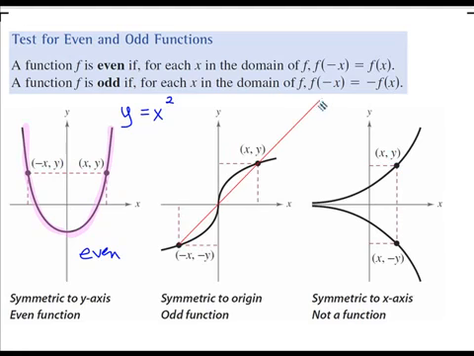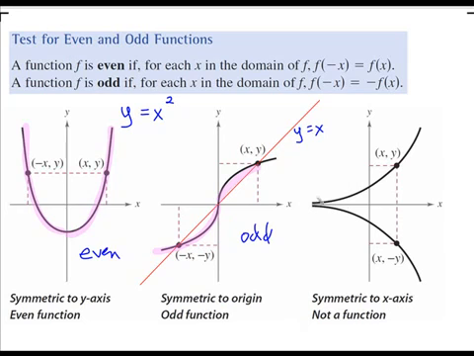So I want you guys to understand this right here. And it says symmetrical to the origin. That basically the line y equals x also represents the origin. You notice right here, if you take this part of the graph and rotate it across this line, you're going to end up with this right here. When that happens, that's considered symmetrical to the origin or symmetrical to the line y equals x. When that happens, this is considered an odd function, okay?